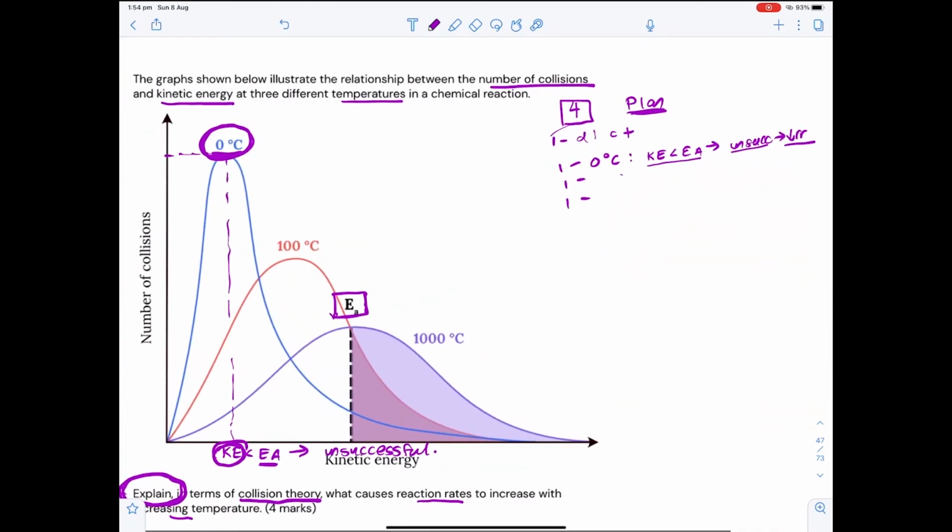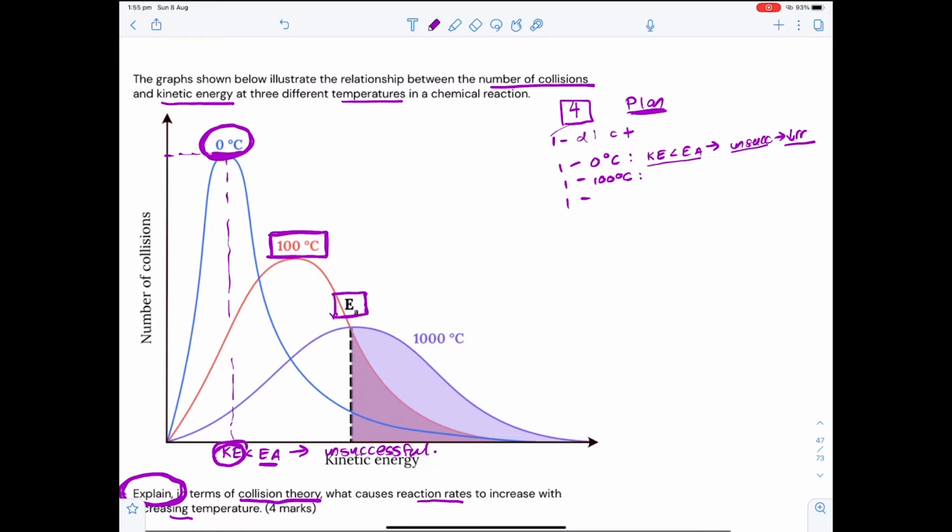All right. Next, Pranav, your turn. Look at this graph and explain that to me. What happens with a 100-degree curve? What do we see? We see that the number of collisions is less than the one with 0 degrees.